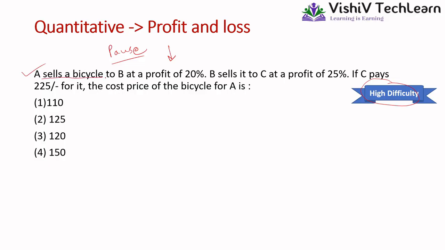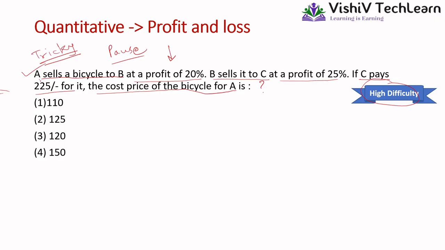A sells a bicycle to B at a profit of 20%. B sells it to C at a profit of 25%. If C pays 225 for it, the cost price of the bicycle for A is what? Now this may look tricky. The question may look very tricky if you read and solve it for the first time, but once you understand it, it is very easy.